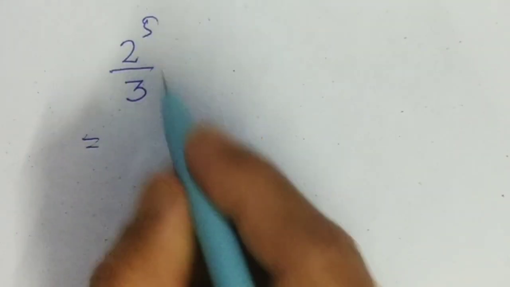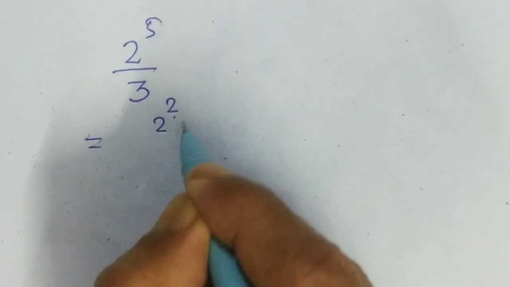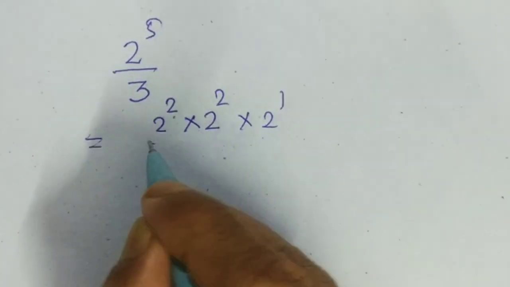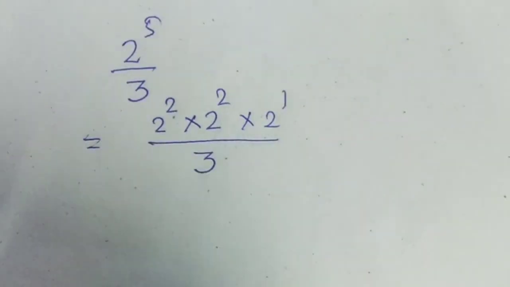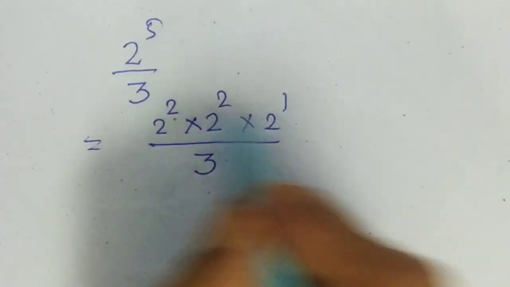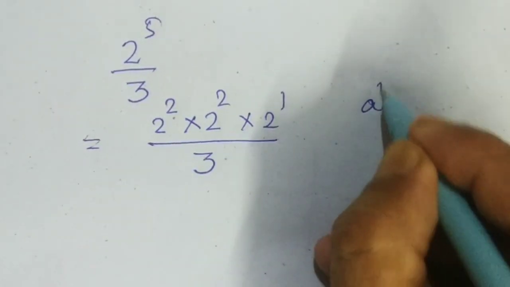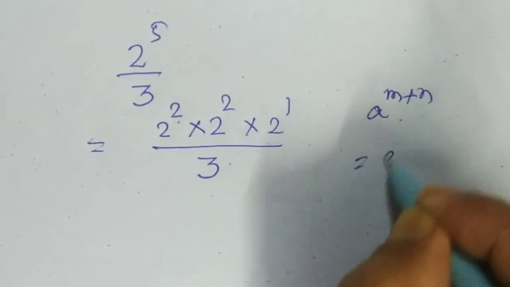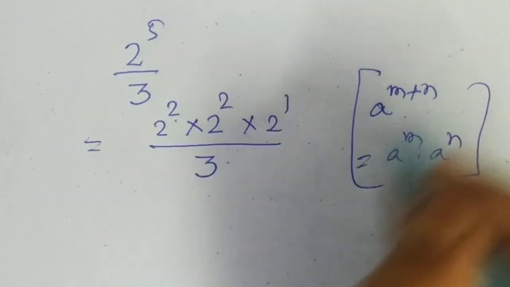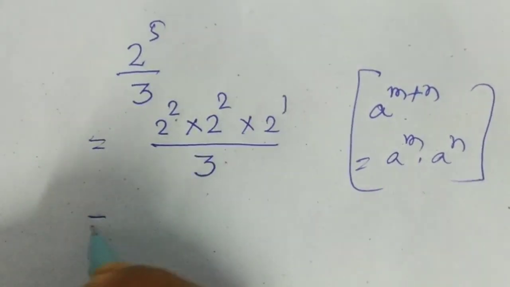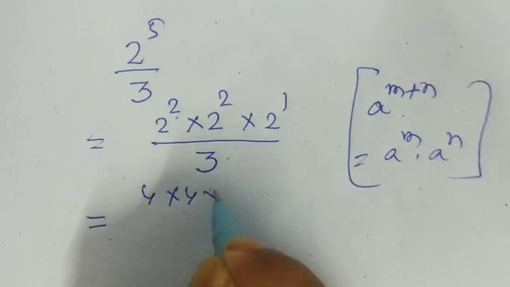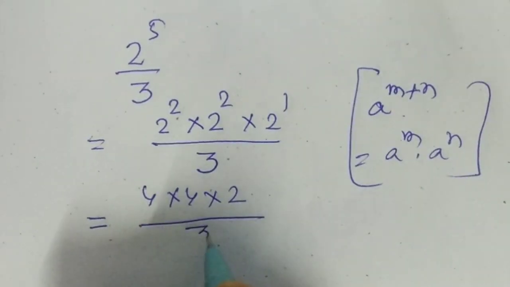We can say 2 to the power 5 is equal to 2 to the power 2 into 2 to the power 2 into 2 to the power 1, divided by 3. 2 plus 2 plus 1 is equal to 5, because you know a to the power m plus n is equal to a to the power m into a to the power n. We apply this law here. So this is 2 to the power 2, means 4, into 2, divided by 3.